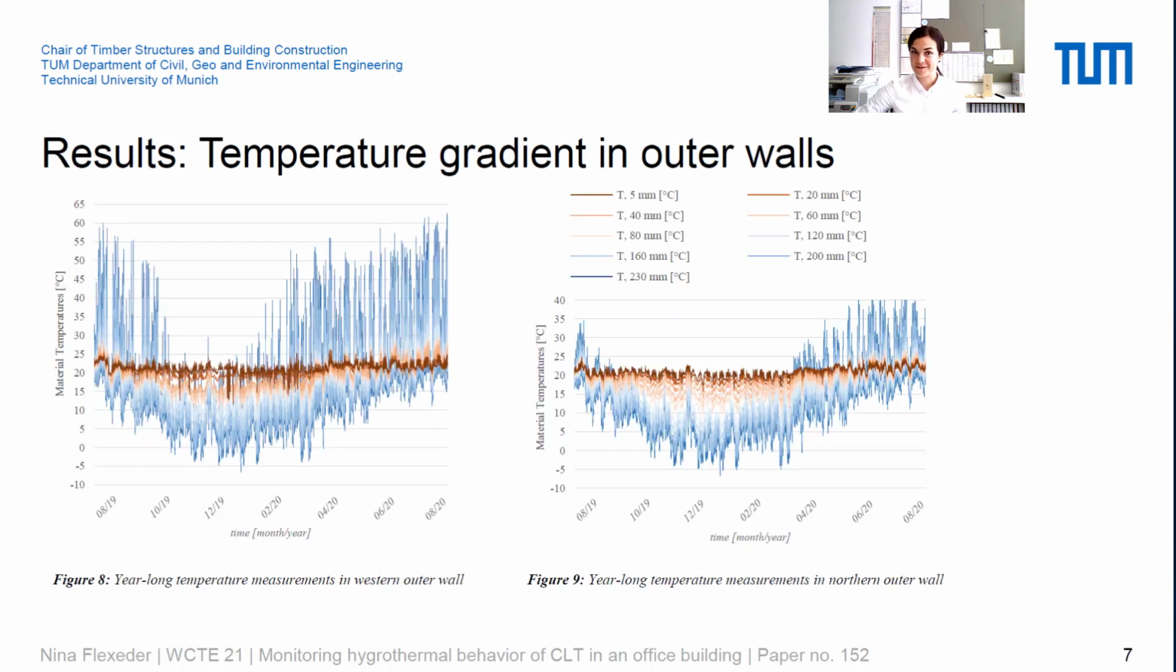So here are the results of the first year. Both sides show the temperature in different depths of the exterior wall. On the left hand side we have the west, and on the right hand side we have the north. So what is striking here is that due to solar irradiation, the temperatures, especially in the outer layers of the wall, may shoot up to 60 or 65 degrees Celsius. That is quite typical and has an influence on our heat flux measurements.